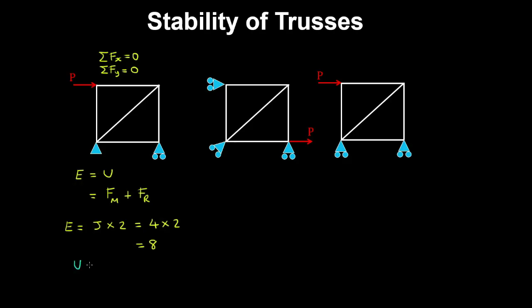And a number of unknowns are the member forces. So here we have 5 members plus 3 reactions, being 2 at the pin and 1 at the roller, which equals 8. And therefore the number of equilibrium equations is equal to those of the unknowns, and consequently this truss is stable.